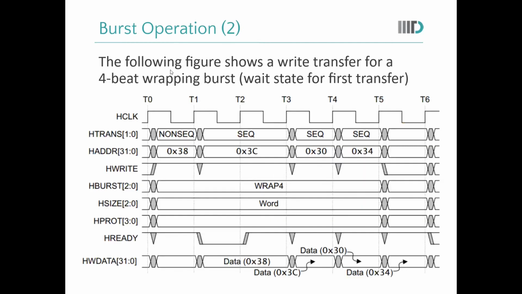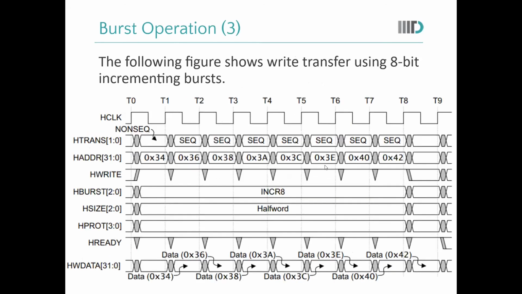So in burst operations, we have a 4-beat wrapping burst. Considering HSIZE as a word, it is 4 beats into 4 bytes, which is 16 bytes. So it wraps around a 16-byte boundary, which is 0x30 to 0x3C. From 0x38, it goes on to 0x3C, and then it wraps around to 0x30 and 0x34. Naturally, the sequential and non-sequential transfers are given. There's also a wait state for the first transfer.